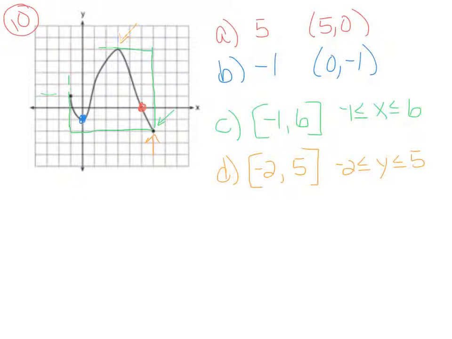I'm going to erase some of the information that's on here now, just so that way we can move on to the next part of this. The next part is going to ask whether or not the function is 1-to-1, so that's actually part E here.